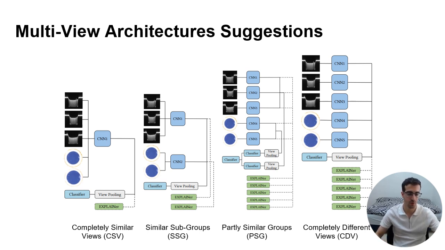So this is the correct architecture for our problem. Later we can see partially similar groups, which is somewhere between similar subgroups to different views. And finally, completely different views assumes that every view is visually different, and therefore a different feature extractor is needed.